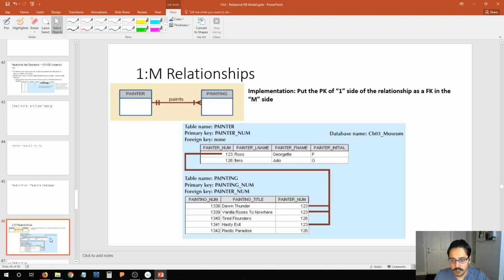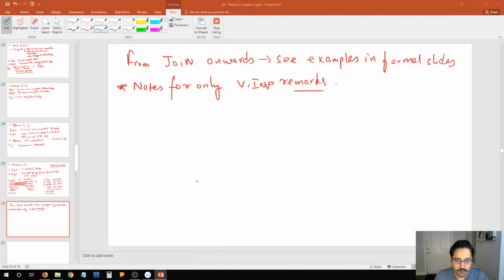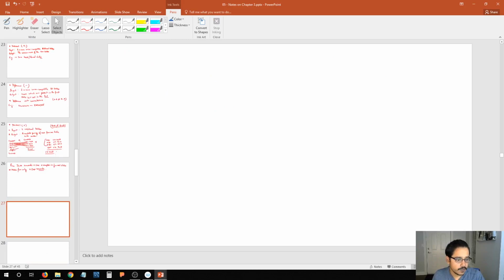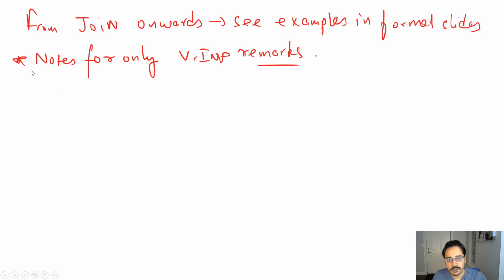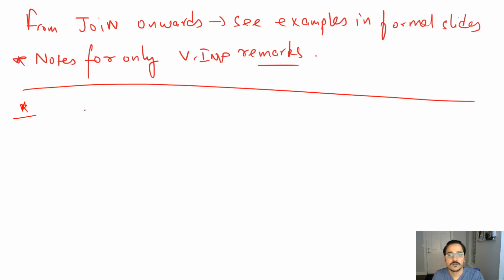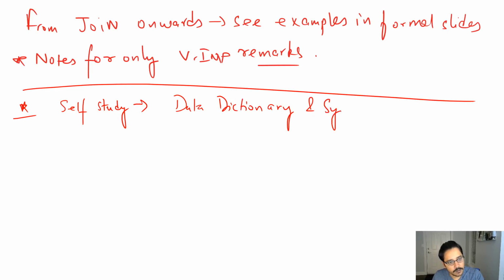So I'll just write here in our trusty notes slide. So we will say, just go back and not waste the space. So here we will say self-study, data dictionary, and system catalog.